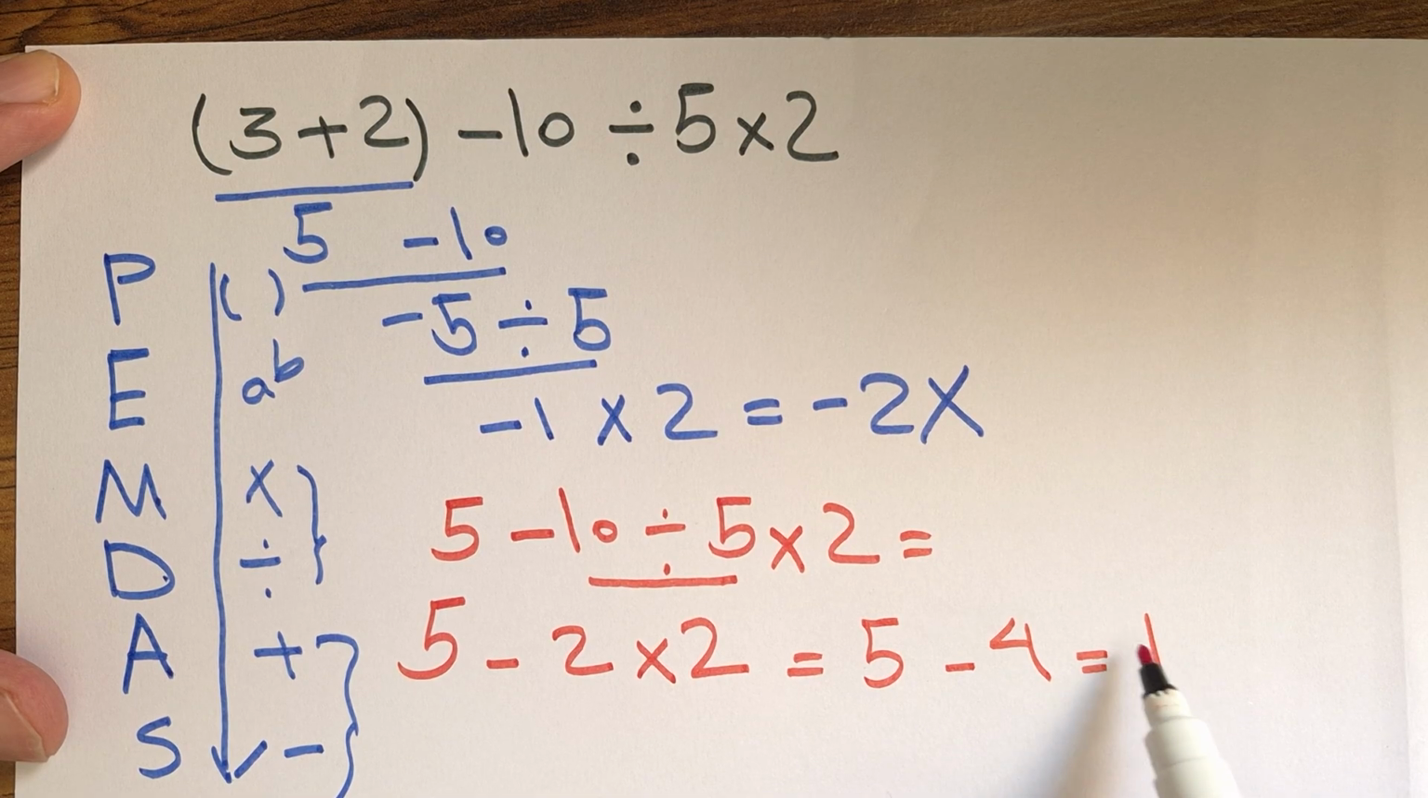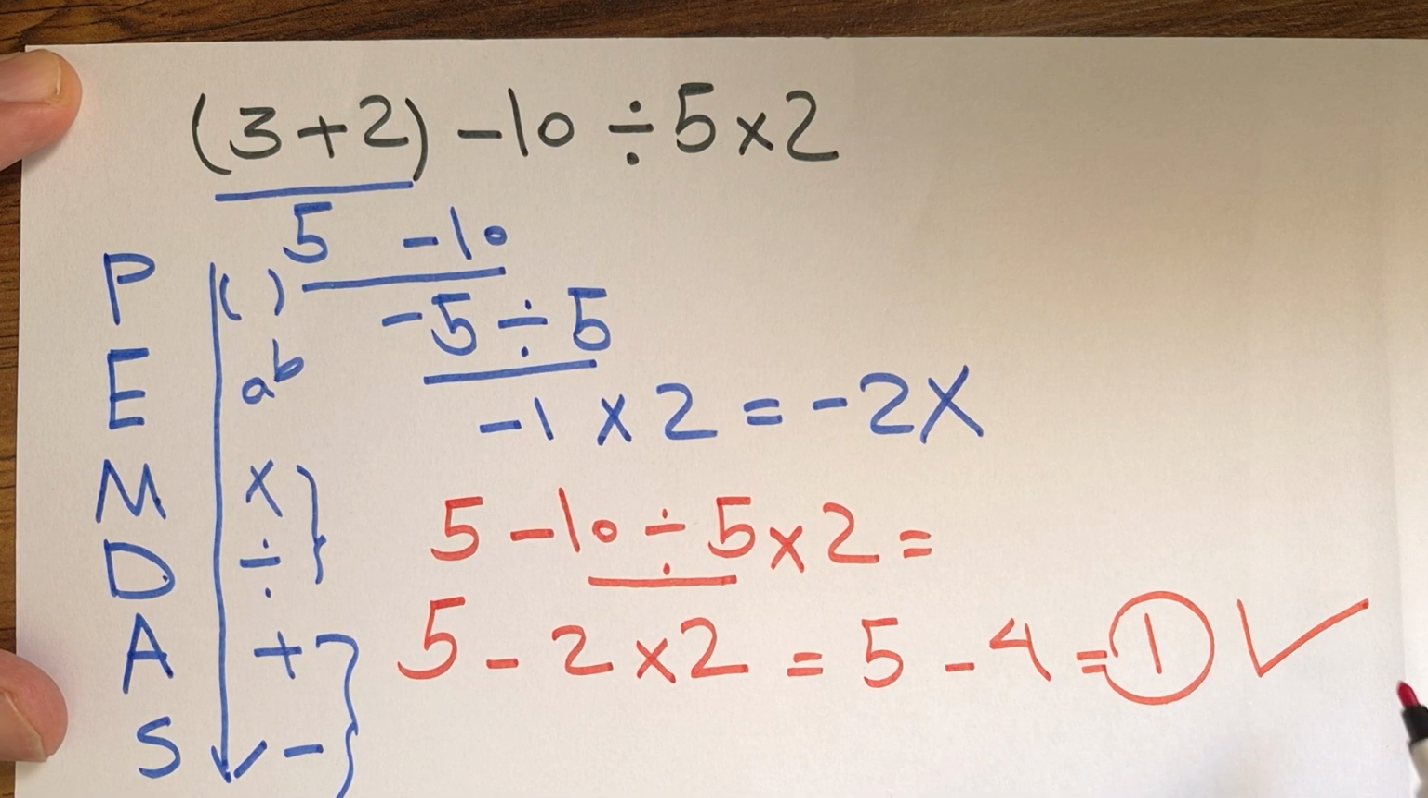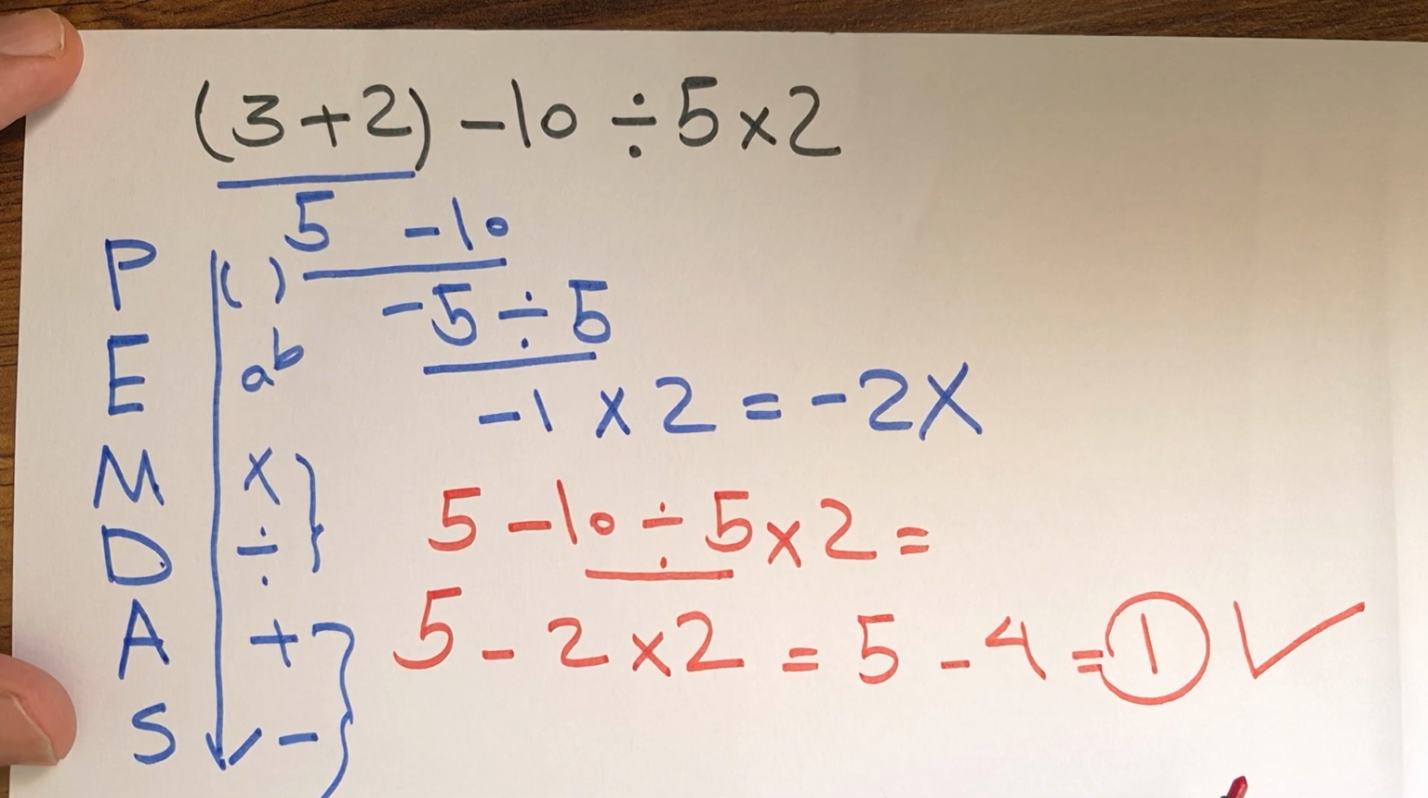So 5 minus 2 times 2 is 4. And the final answer is just 1. And that's the final answer. You should do this type of expression like this.